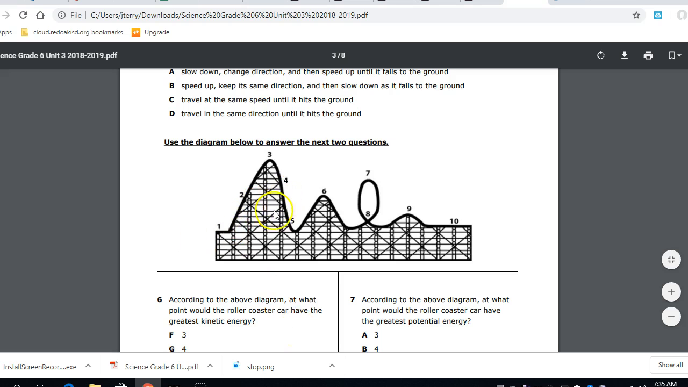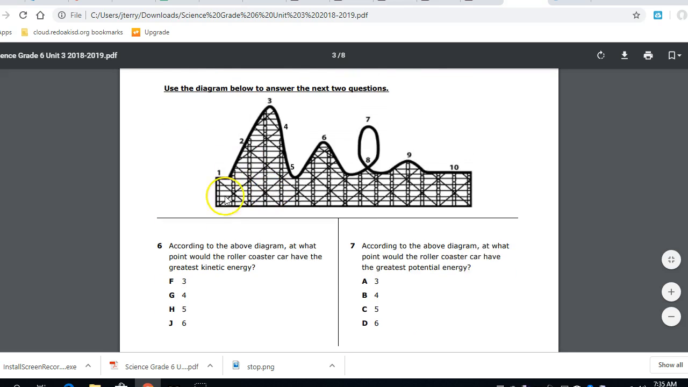Use the diagram below to answer the next 2 questions. So you have this diagram of a roller coaster. Number 6, according to the above diagram, at what point would the roller coaster car have the greatest kinetic energy? Is it F, number 3, G, number 4, H, number 5, J, number 6? Which point would it have the greatest kinetic energy?